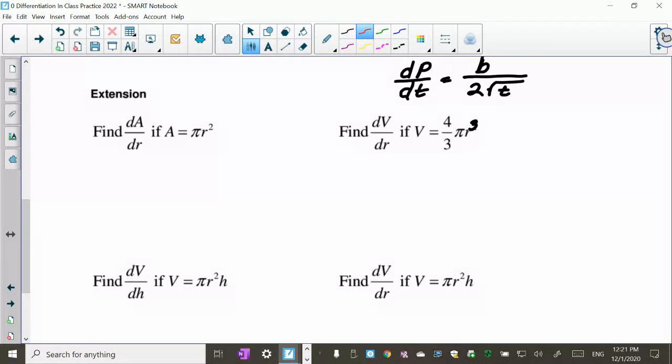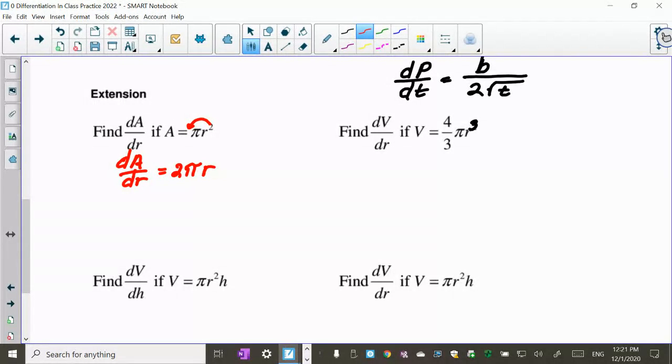So the first one, we have the area of a circle. And they want me to find the derivative of the area with respect to the radius. That's what the R stands for, and it's at the end. So I said, okay, I'll do that. So I'm going to find dA dr. So that's going to be, bring down there, that's 2 pi r to the first power.